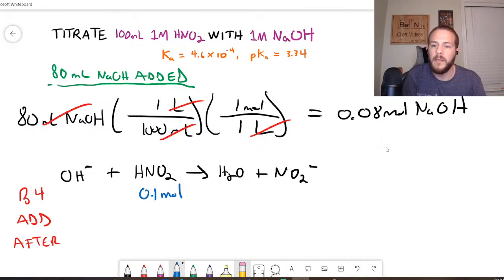And so in this table here, we start out with our 0.1 moles of HNO2. We're going to add 0.08 moles of sodium hydroxide. So that 0.08 moles is the amount by which the amount of HNO2 is going to be reduced, right? So it's going to be 0.1 minus 0.08, which ends up being 0.02 moles. And that 0.08 moles is then going to be converted into the conjugate base, the nitrite ion, 0.08 moles.